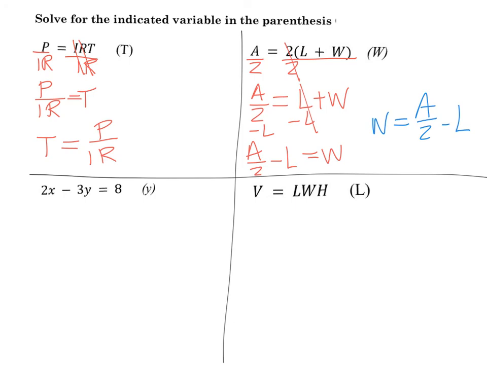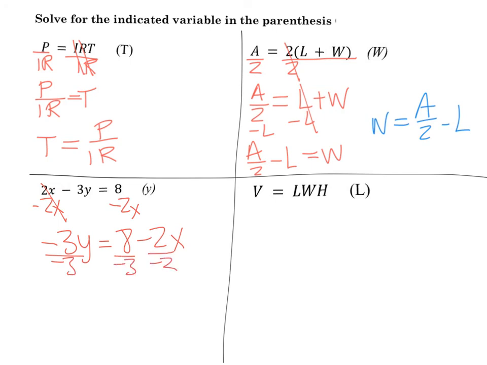For the next one, I'm solving 2x minus 3y equals 8 for y. I start by subtracting 2x from both sides. So I get negative 3y equals 8 minus 2x. And then I just need to divide by the negative 3. This problem is not necessarily asking us to put it in slope-intercept form, it's just asking us to solve for y. So I get negative 8 over 3 plus 2/3 x. If we wanted it in slope-intercept form, with the x coming first, we would just move this term to the front. I don't have any more room, so I'm not going to do that right now.